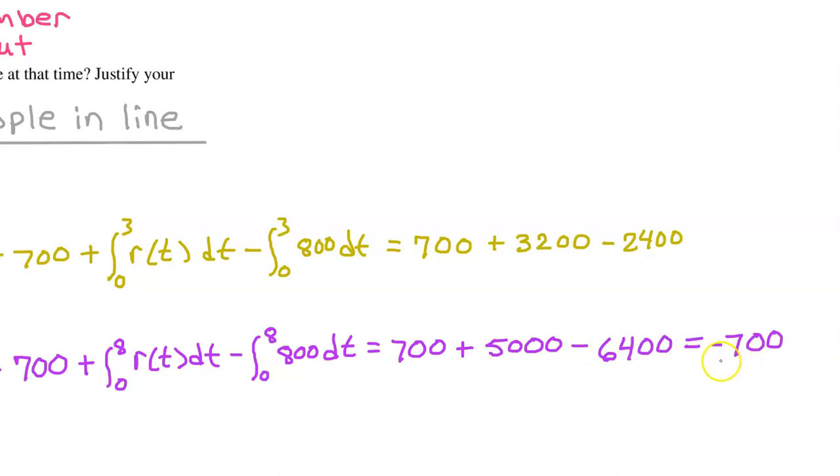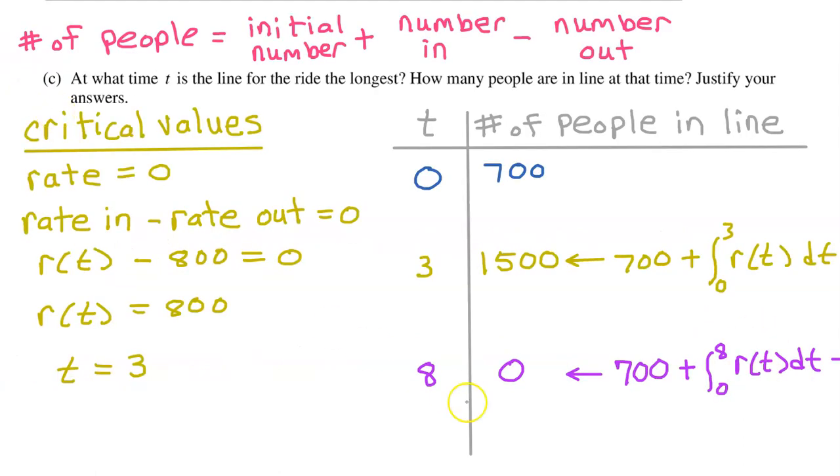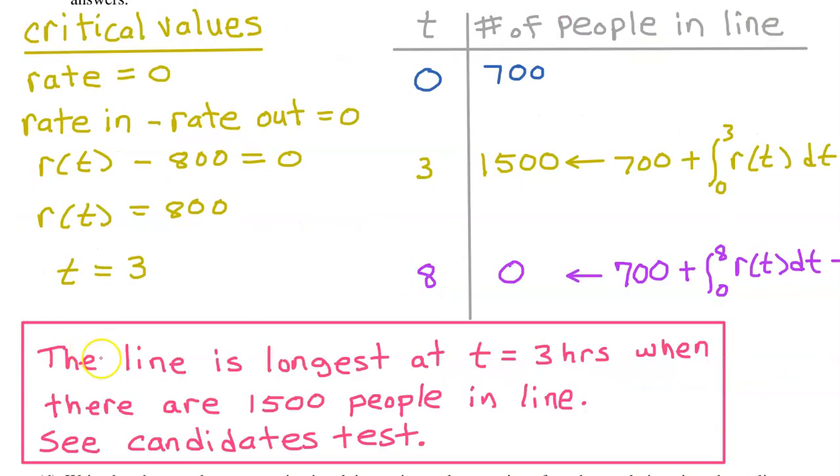This comes out to be negative 700, but you can't have a negative number of people standing in line. This just means that at some time between 0 and 8 hours, there are no people left in line. So the maximum number of people in line is 1,500 people, which happens at time t equals 3 hours. The line is longest at t equals 3 hours when there are 1,500 people in line.